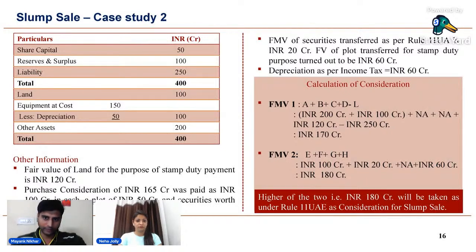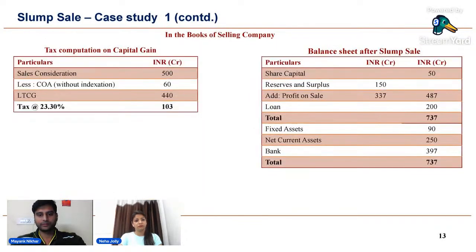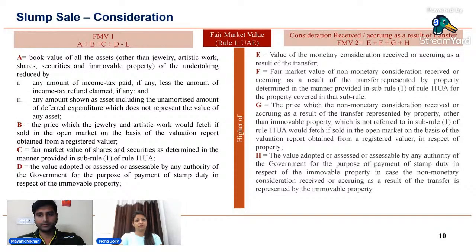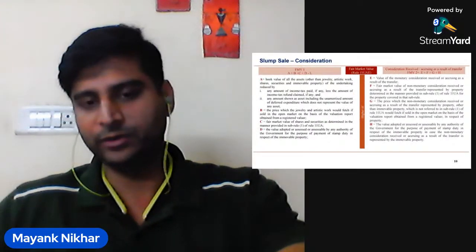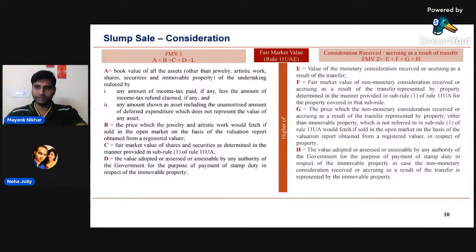We have to also calculate FMV2 because consideration was received. So E plus F plus G plus H. E is the amount that was received in cash, this 100 crores. I'll take you to what E, F, G, H was again so that it is easier for us to comprehend. So F is the non-monetary consideration for properties mentioned under Rule 11 UA. Shares have been represented as property under Rule 11 UA. G is property which is not mentioned under Rule 11 UA. H is the property which is immovable property.